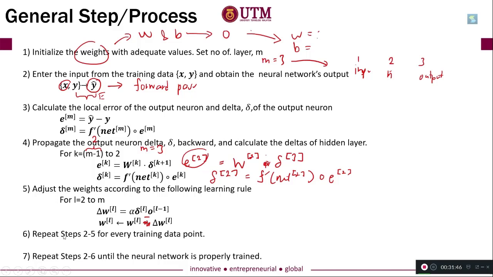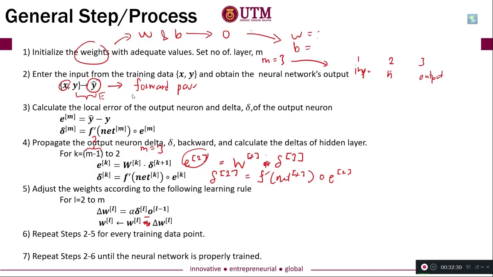And then repeat step 2 to step 5 for the other samples. This is only one cycle, just one sample process. Once you update the W, you must repeat step 2 to step 5 using another sample. Assume that you have 100 data samples, then you need to repeat step 2 to step 5 100 times, and for each and every sample you will update your W.